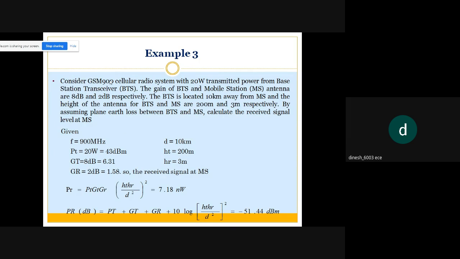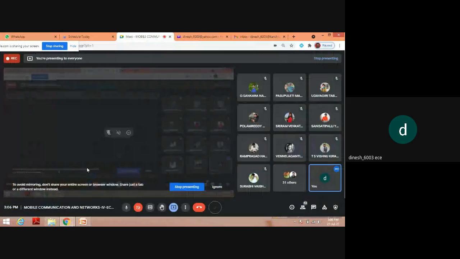So now let us see example number 3, such that you can understand this reflection model, solving it in a better way.